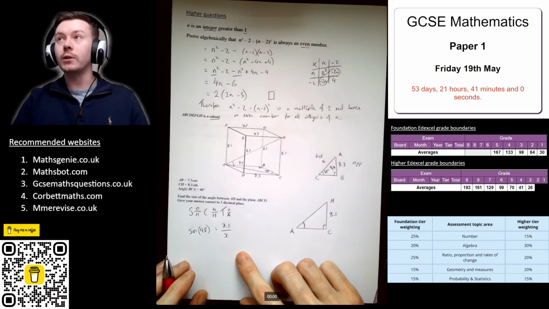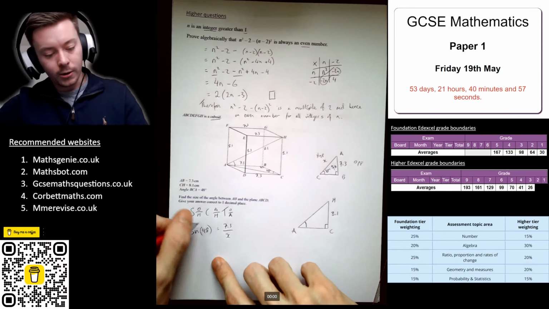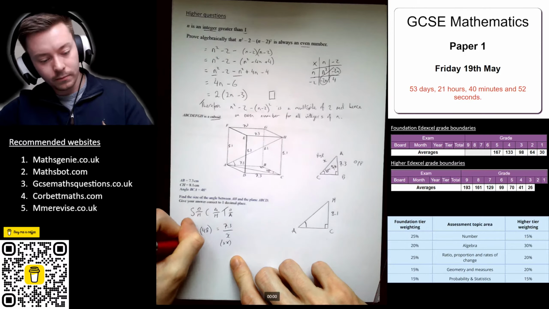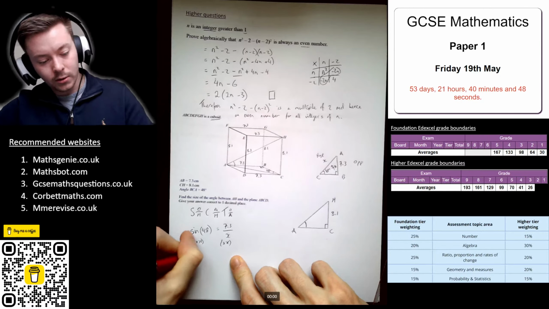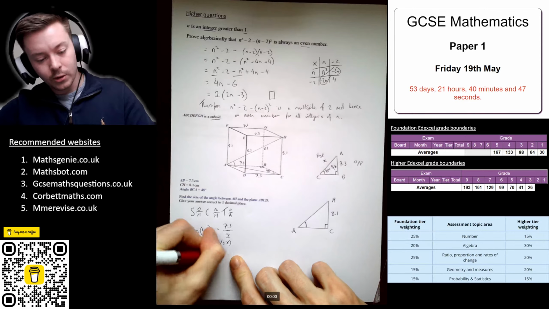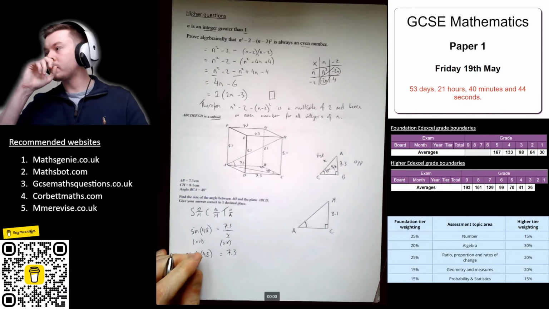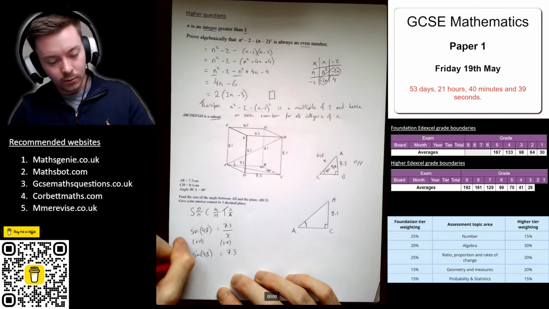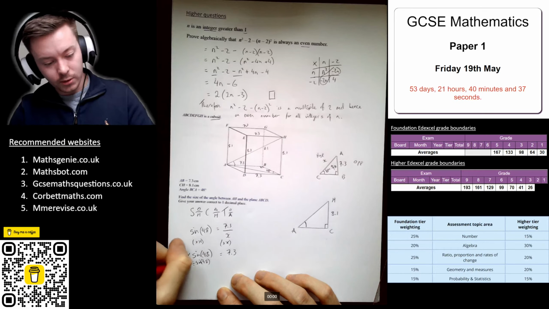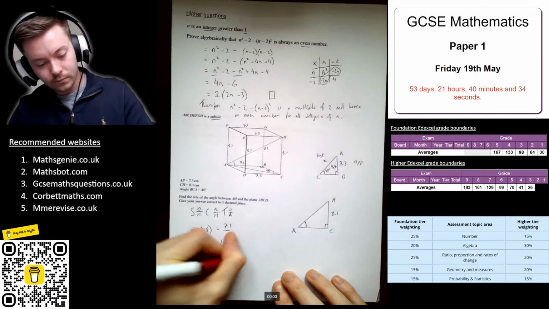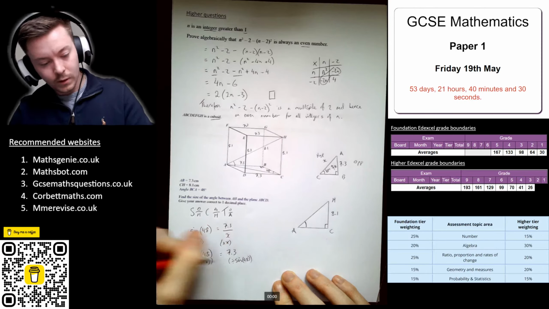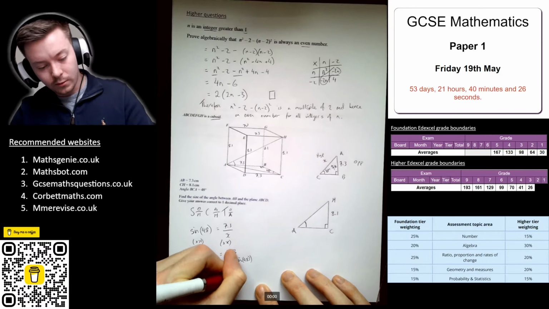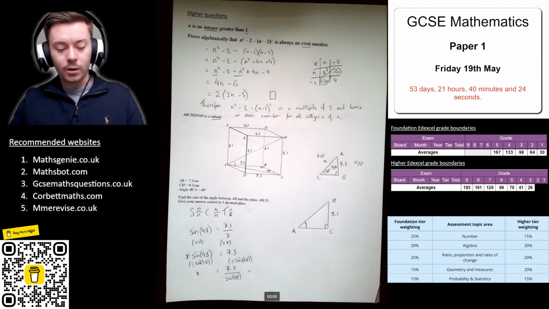Now I then need to rearrange this. To do that, I need to multiply up by X. So times both sides by X, and I get X sine 48 is equal to 7.3. I then need to divide by sine 48. So divide by sine 48 on both sides. And I get X is equal to 7.3 over sine 48. And that will give me an answer for X.